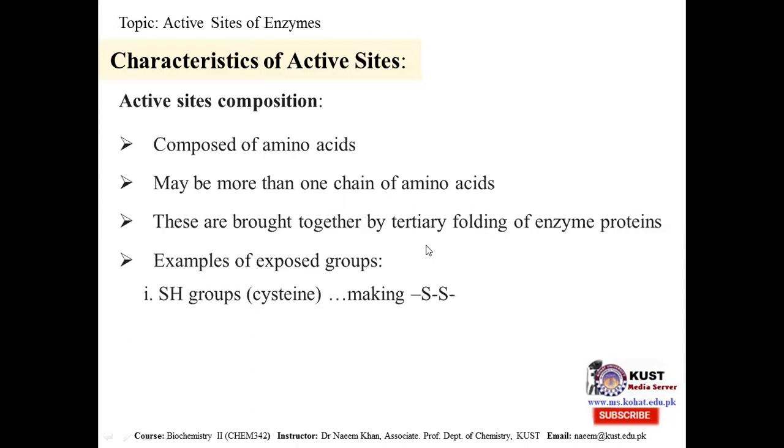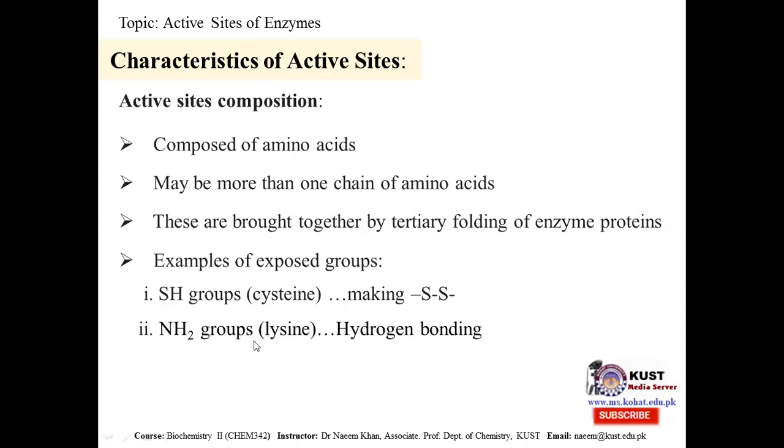Examples of exposed groups: the active site of the enzyme may have an SH group, such as that of the amino acid cysteine, and this SH group is required for disulfide linkages. So whenever a substrate comes in contact with the enzyme, a disulfide bond can be established. The SH group of the cysteine at the active site of the enzyme is exposed.